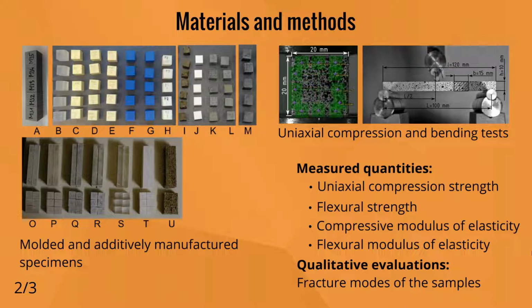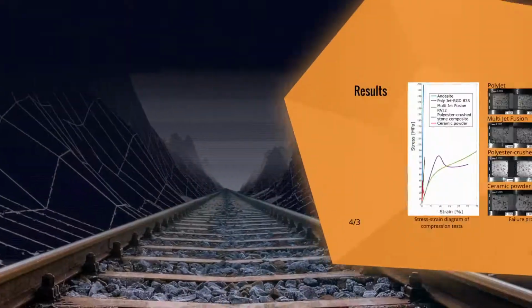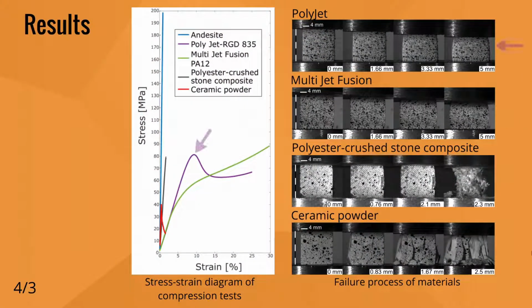Then the mechanical properties of artificial materials were compared with the properties of typical railway ballast materials in Hungary. These are andesite and basalt. Of the additive manufacturing technologies, the PolyJet and multi-jet fusion technologies produced specimens with the closest mechanical properties to andesite and basalt. Furthermore, we recommend the use of polyester resin mixed with fine-graded crushed stone aggregate or the application of ceramic powder for the molded materials.